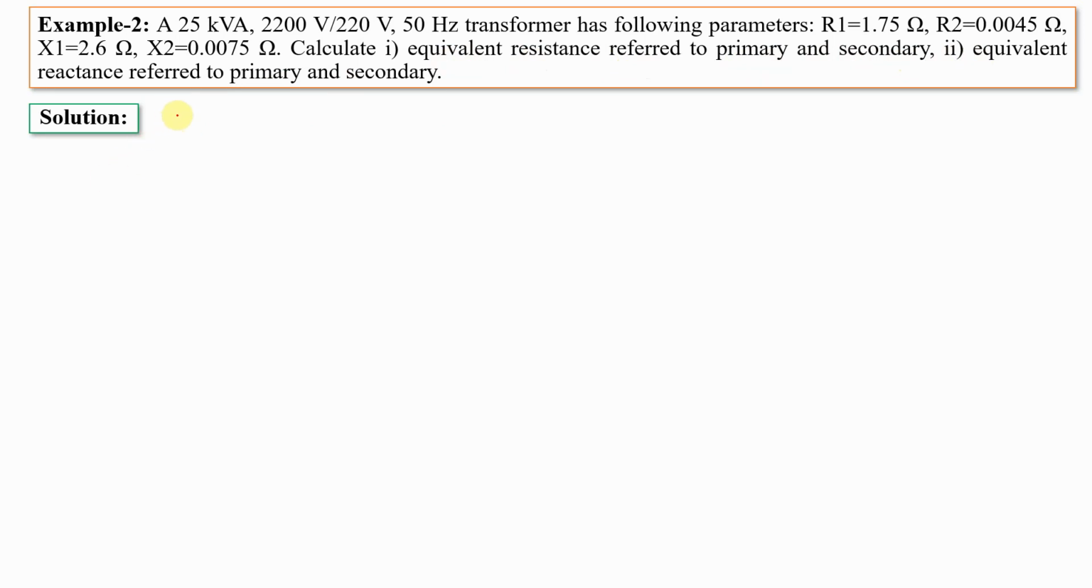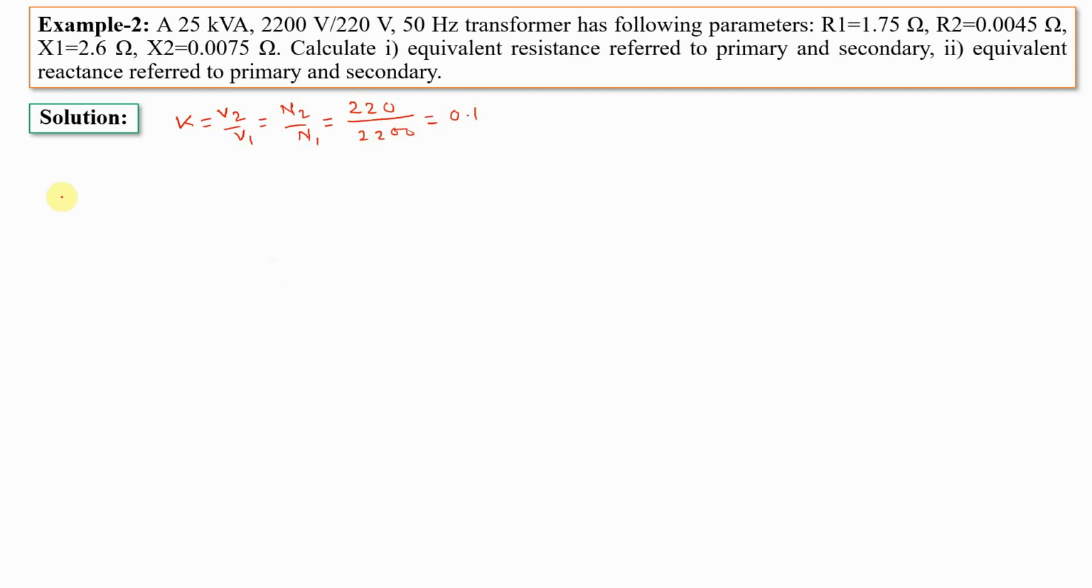So first of all, the transformation ratio, that is K, which is V2 by V1, that is N2 by N1. Here V2 means the secondary voltage, that is 220, and the primary voltage is 2200. So the transformation ratio here will be 0.1.